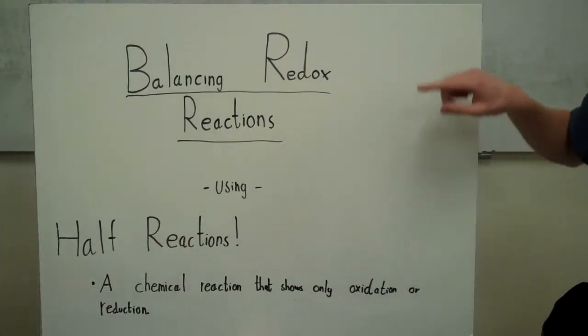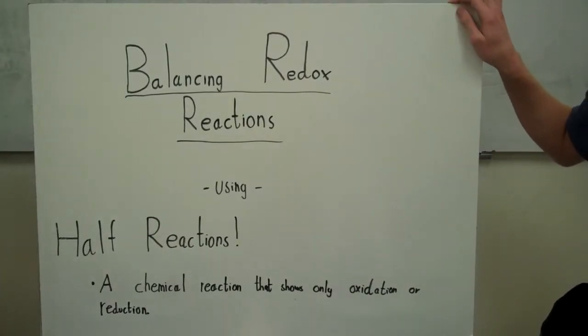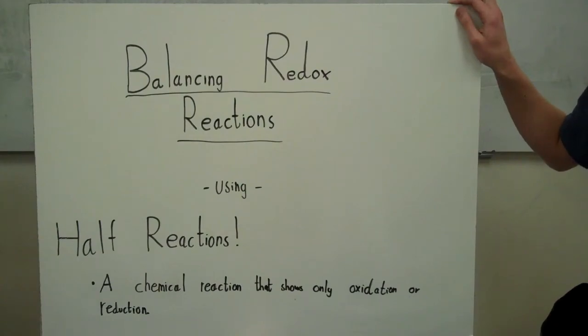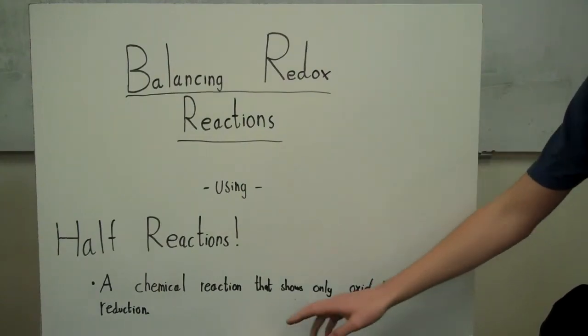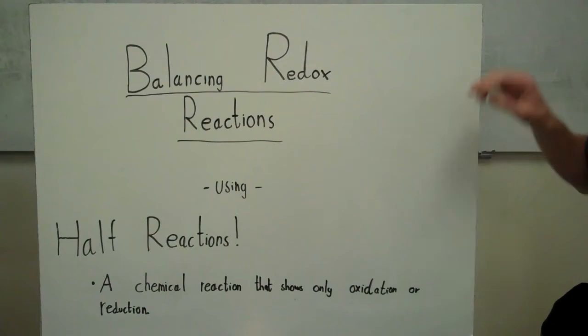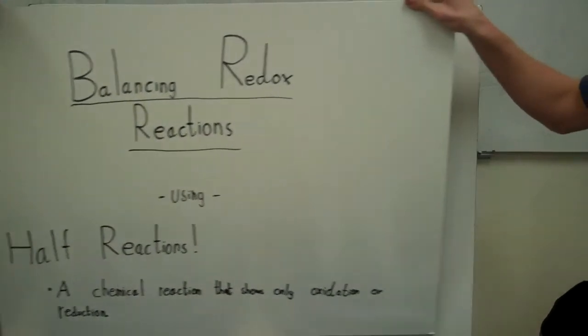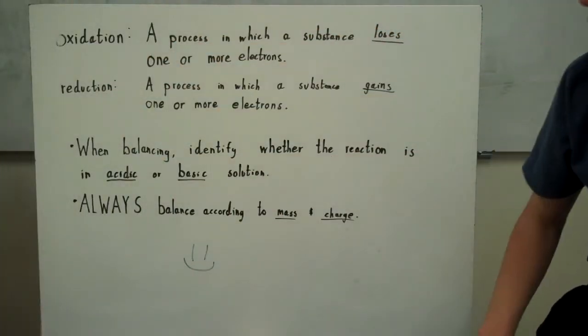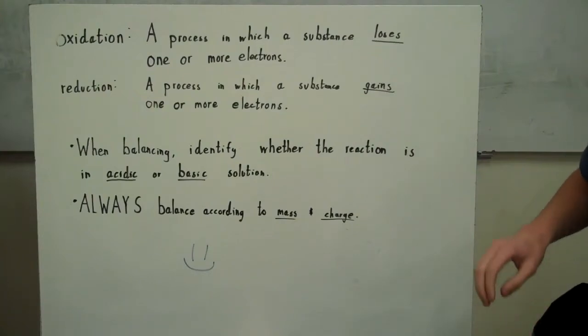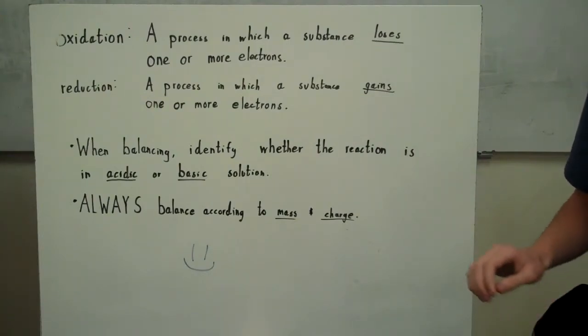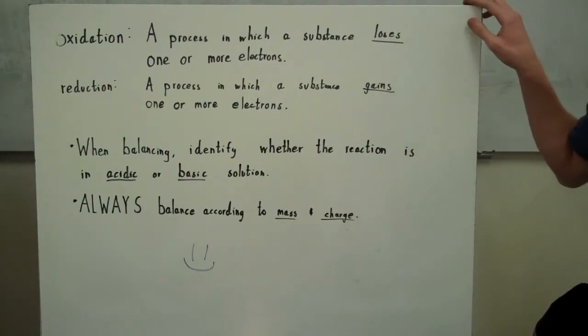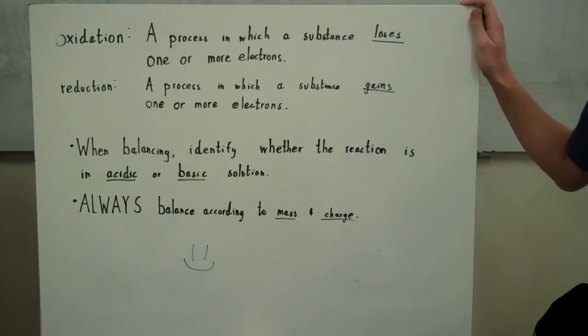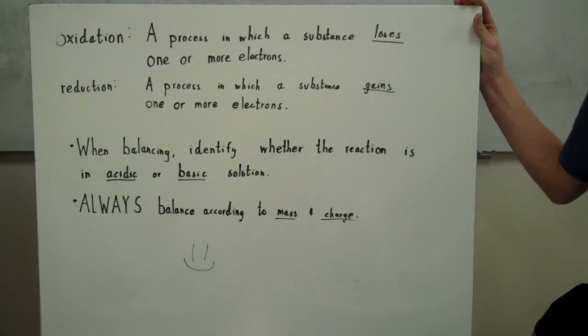Alright, so today we're going to learn how to balance redox reactions by using the half reaction method. What is a half reaction? A half reaction is a chemical reaction that shows only oxidation or reduction. Oxidation is a process in which a substance loses electrons. Reduction is a process in which a substance gains electrons. Remember, when balancing, you always balance according to mass and charge.